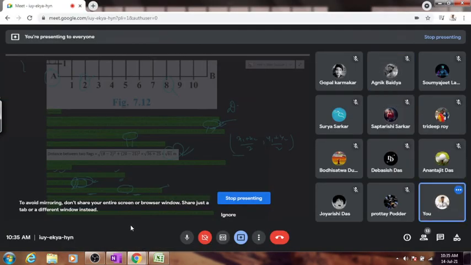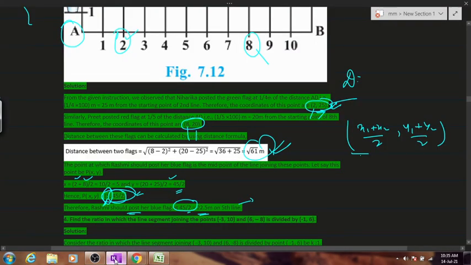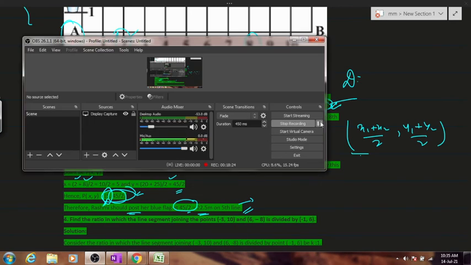Debashish, Anantajit, Joy, Rishi, Pratoy, Tridip, Surya. Is the copying part done? Has everyone completed this numerical? I'll pause the video for you all to complete this numerical exactly. Let me know when it's done.